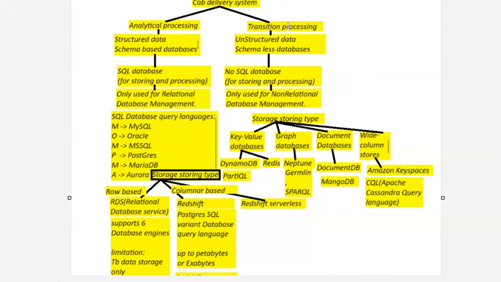Whereas coming to storing your transaction processing data, that is unstructured data, that is, if a user provides a transaction, the data will be in unstructured data format or schema-less data format.